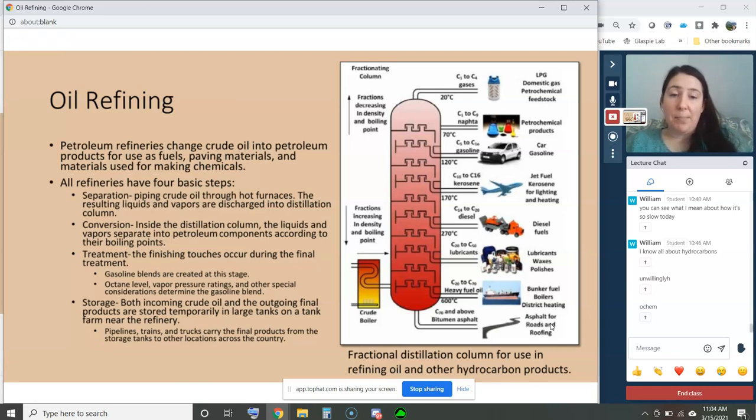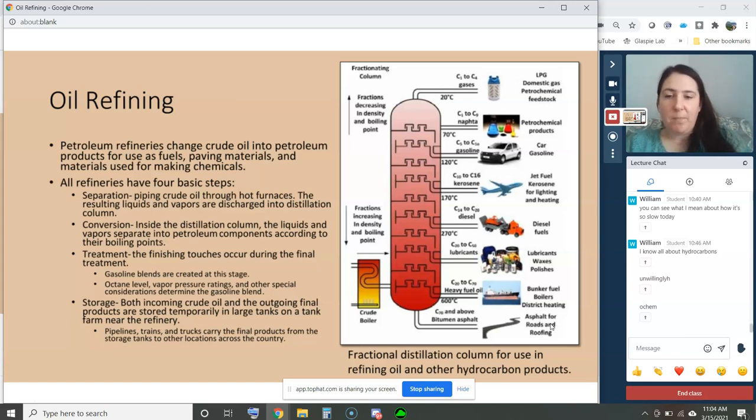And to do this, to separate the oil into all of these usable products, you need to refine it. So petroleum refineries change the crude oil into petroleum products for use as fuels, paving materials, and materials used for making chemicals. All refineries have 4 basic steps.